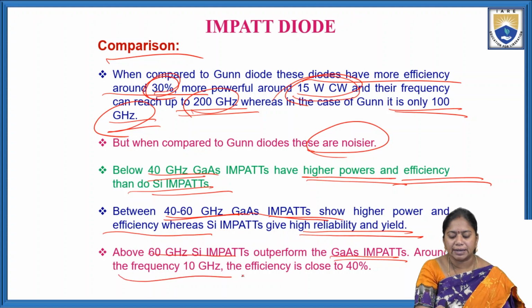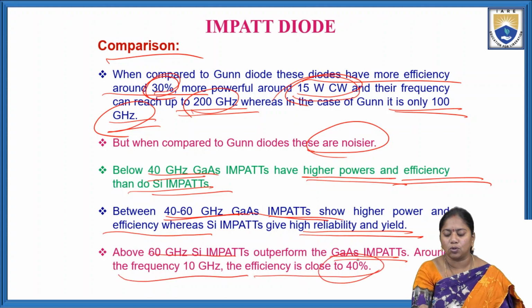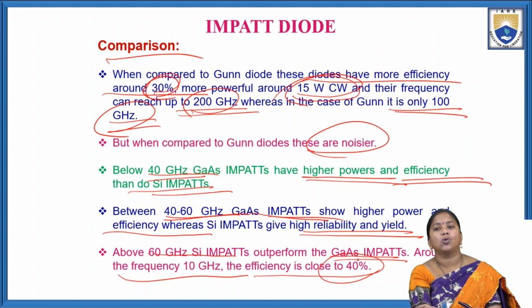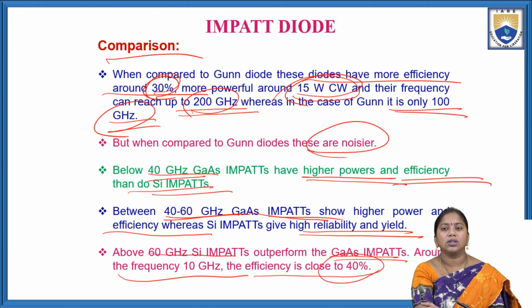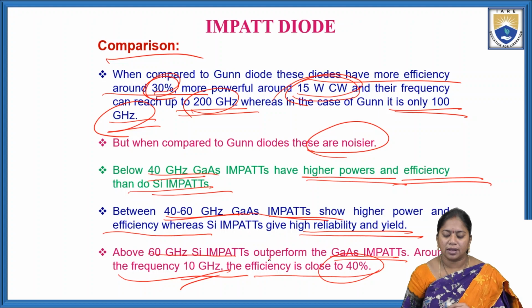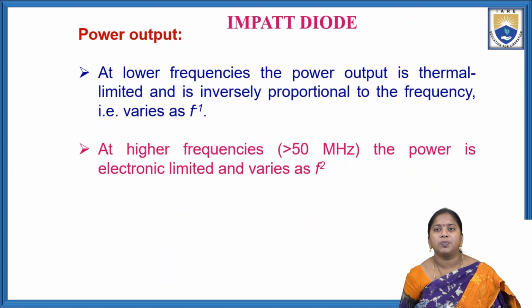Around the frequency 10 GHz, the efficiency is closer to 40%. So, above 60 GHz, silicon impact diodes outperform the gallium arsenide impact diodes.